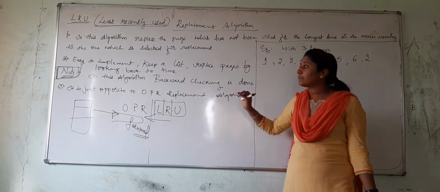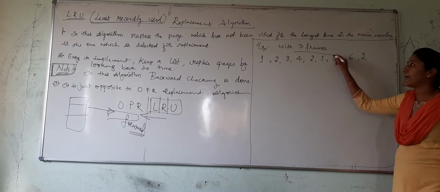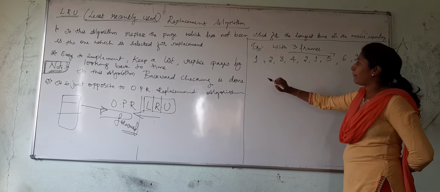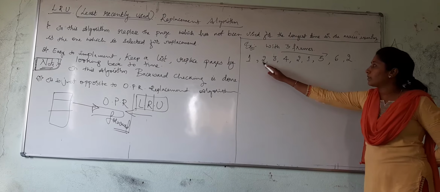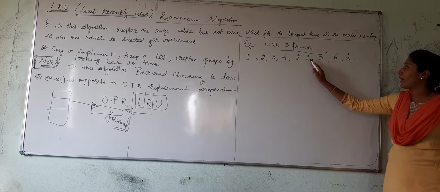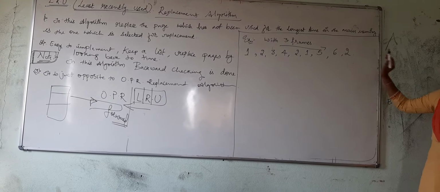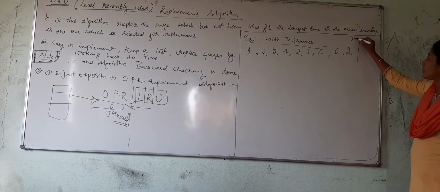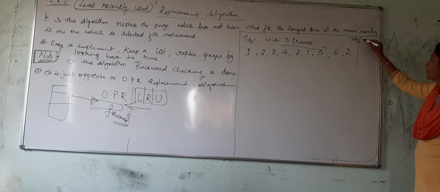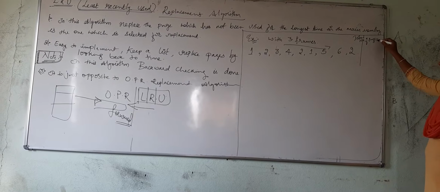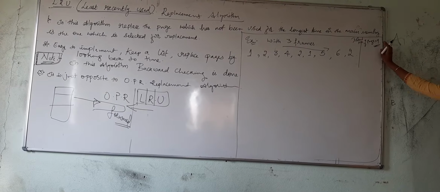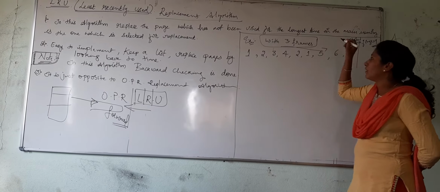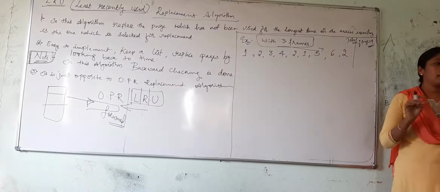Let us implement this by considering an example. Here I have used a page reference string: 1, 2, 3, 4, 2, 1, 5, 6 and 2. What is the total number of pages? Total number of pages is 9, and the main memory is divided into 3 frames. Now let us implement it by using the LRU method.